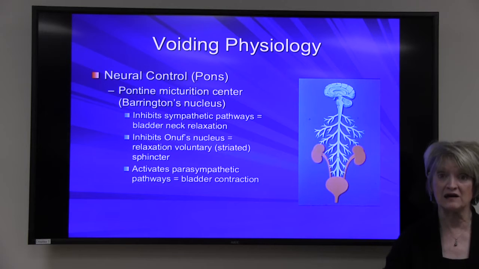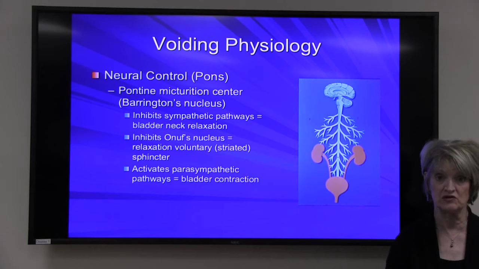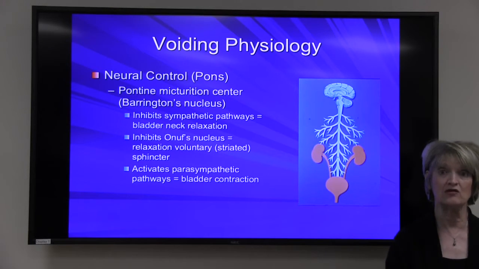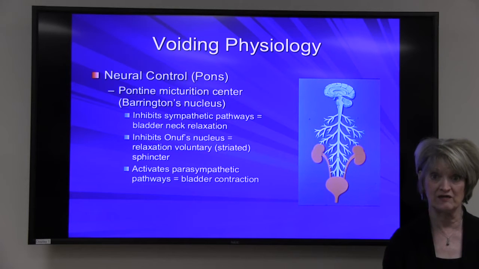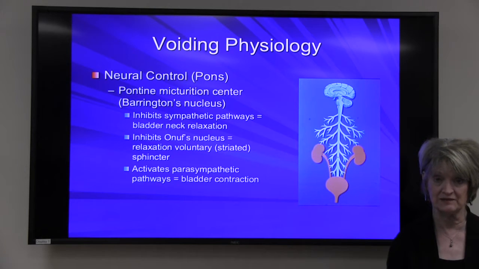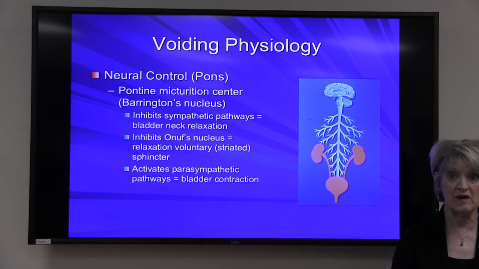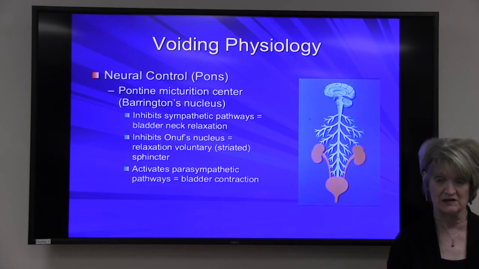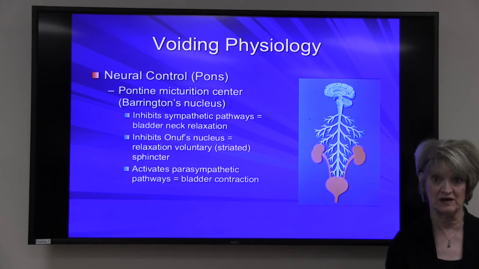Secondly, it blocks nerve innervation to that group of nerve cells in the sacral cord, Onuf's nucleus. Once you shut down stimulation to Onuf's nucleus, you shut down activation of the pudendal nerve. Now you get relaxation of the striated sphincter mechanism. And finally, the pontine micturition center activates the parasympathetic pathways, which cause bladder wall or detrusor muscle contraction.